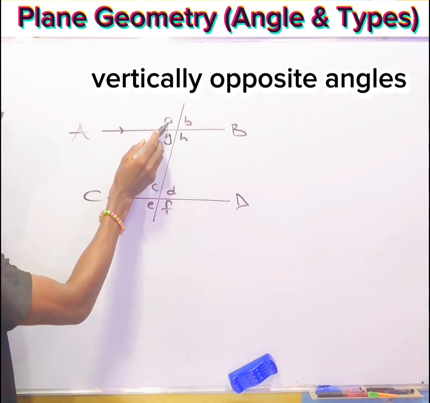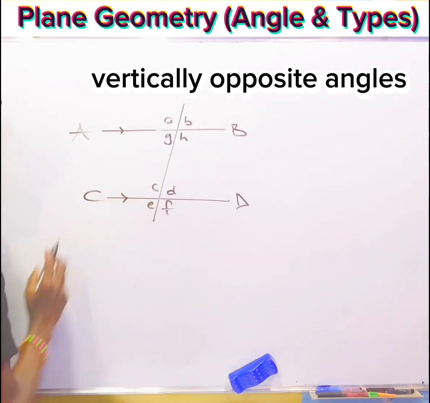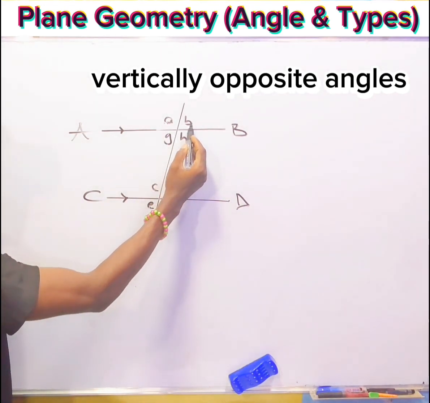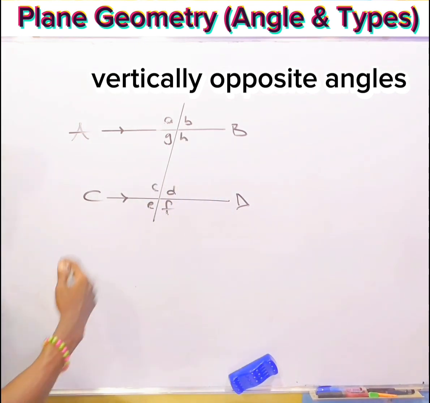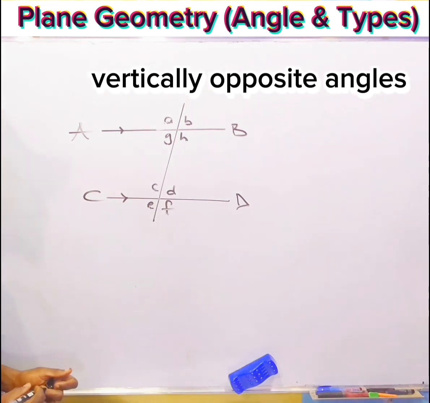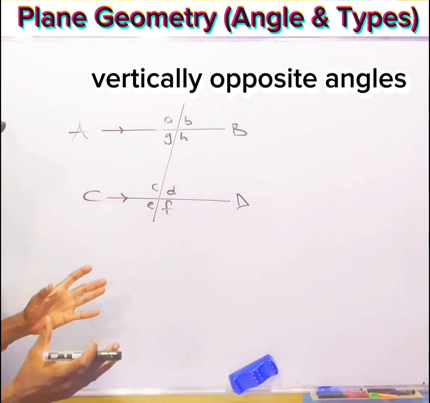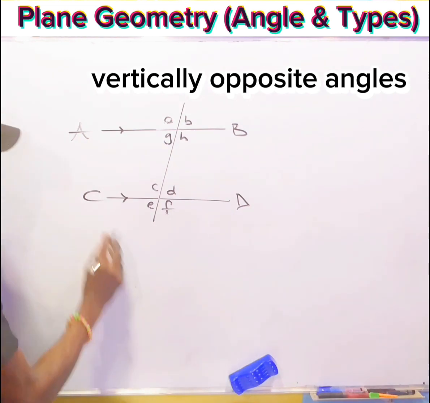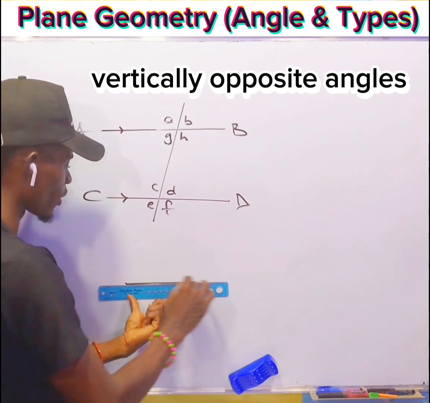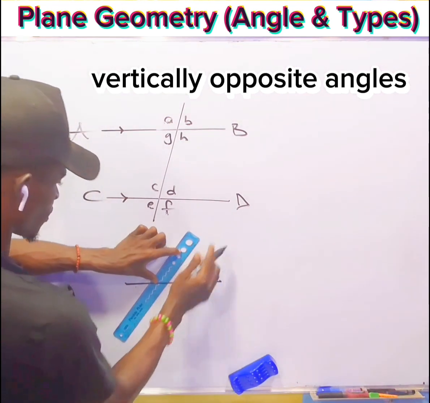F is alternate to A, so A is equal to F. We can also say E is alternate to B, which is E is equal to B. But vertically opposite, E is vertically opposite D, which means in vertically opposite angles, we only describe angles vertically using vertically opposite angles for angles that are in a straight line, a single line angle.